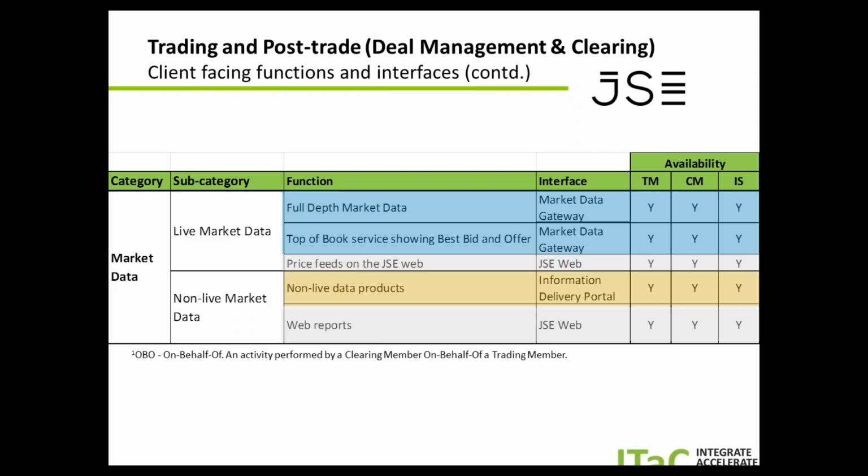We also have the JSE web, which offers a delayed portion of the feed, which is available. Some of the price feeds are available on the JSE website as well. So that's another source of live market data in inverted commas. I think that differs for the different markets.